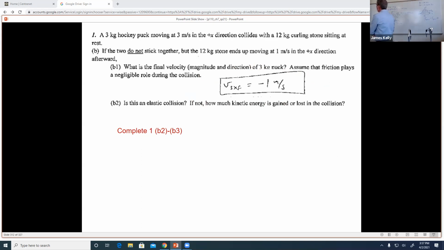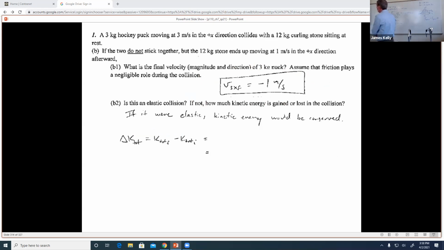Is it elastic? We're going to find out no. How much kinetic energy is gained or lost if it's not elastic? If it were elastic, kinetic energy would be conserved. I know the initial velocities and I know the final velocities now. So I can calculate the total 1/2 mv squared in the initial state, the total 1/2 mv squared in the final state, subtract them and see if I get 0. If I get 0, it was elastic, right? If they're the same, it's elastic. If not, then it's inelastic.